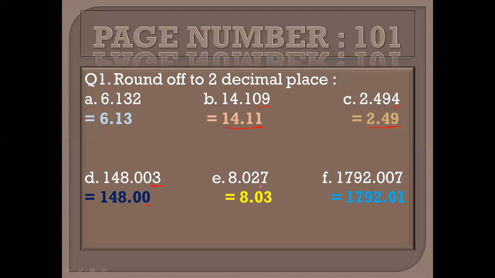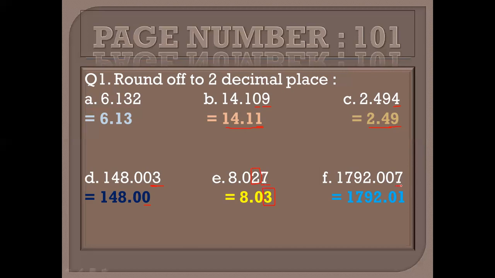Part E, 8.027. 7 is greater than 5. The position of 7 is on the thousands place and 7 is greater than 5. So according to the rule, we change 2 into 3. We give 1 increase in 2 and the number becomes 8.03.